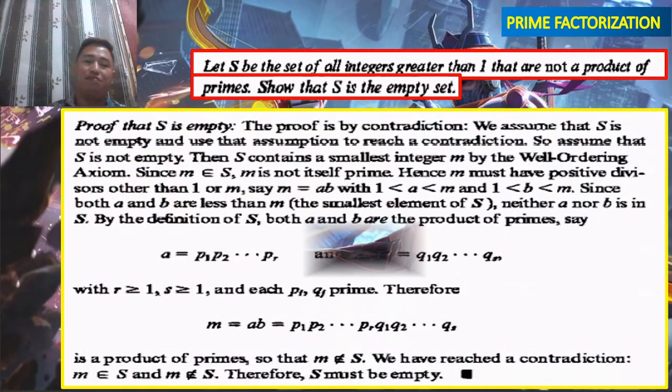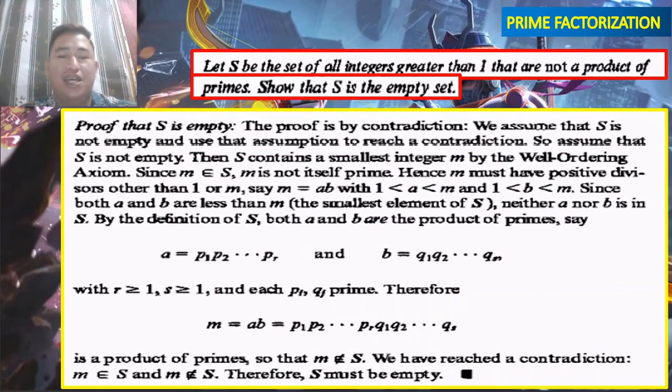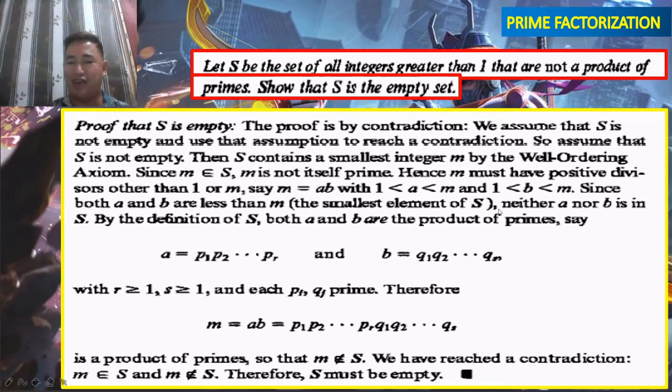Okay, kanina din ang proof class. Proof that S is empty. The proof is by contradiction. Suppose class, dili siya empty, and we use the assumption to reach a contradiction. So, yan, proof by contradiction ang gamitan.